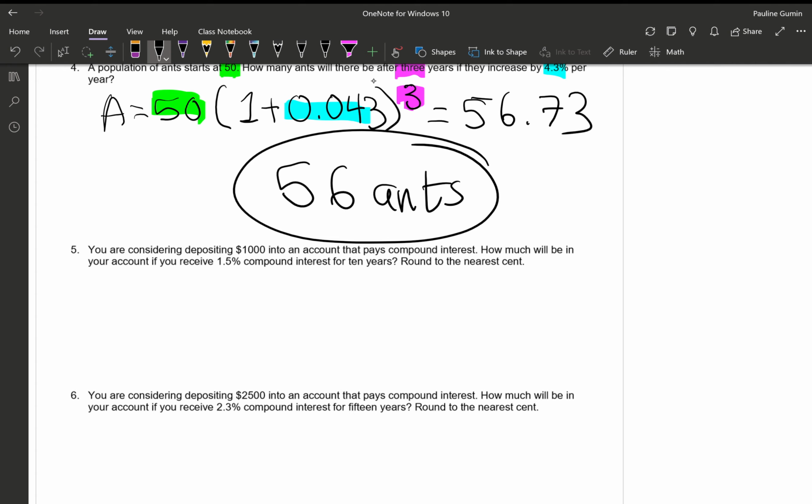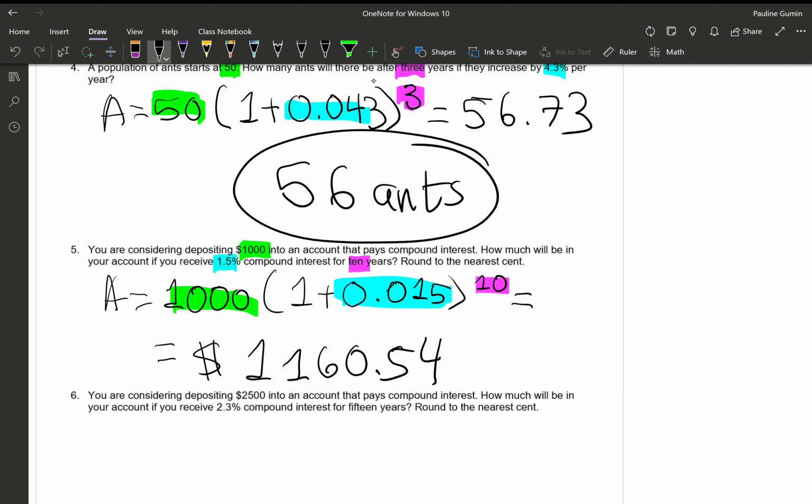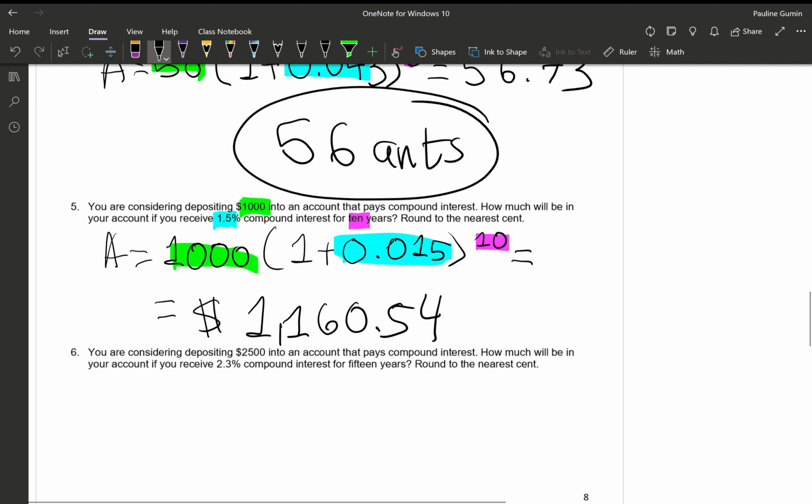Number 5, we're considering depositing 1,000 into an account. All right, not bad. It pays compound interest, but only 1.5%. That's tiny. And we're keeping it in there for 10 years. We're not going to touch it. Oof. Okay. So it's not going to be a great big amount either this time, because that is a tiny percent. Jeez Louise. All right. Plopping that into my calculator, we get only $1,160.54 after 10 years. Yikes.